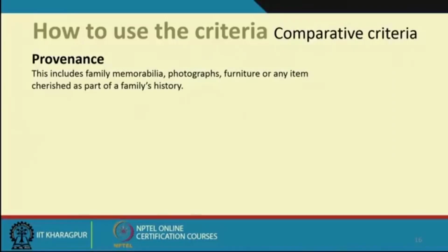The statement of purpose has to be done accordingly. So, let us see what provenance is. Provenance includes family memorabilia, photographs, furniture, or any item cherished as a part of the family's history, or it can be a country's history, or a community's history. So, any object which is cherished.